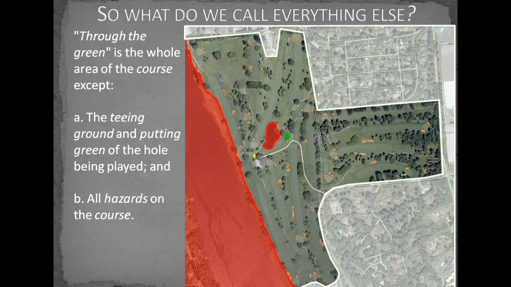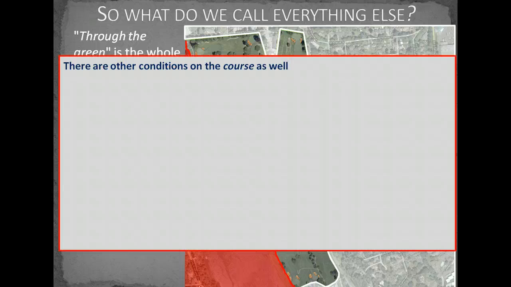And on the left, that is the definition for through the green. You've probably heard that on TV, you've probably seen it on rule sheets. Make sure you understand what that means, because it doesn't have anything really to do with the putting green. It's kind of everything else. So everything outside of hazards, and everything except the teeing ground and the putting green on the hole that you're playing. Now there are other conditions on the course that are also important to understand.